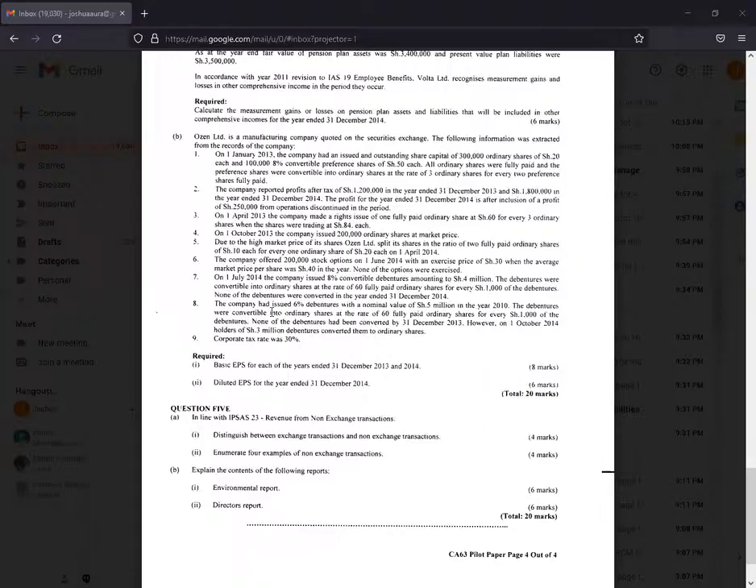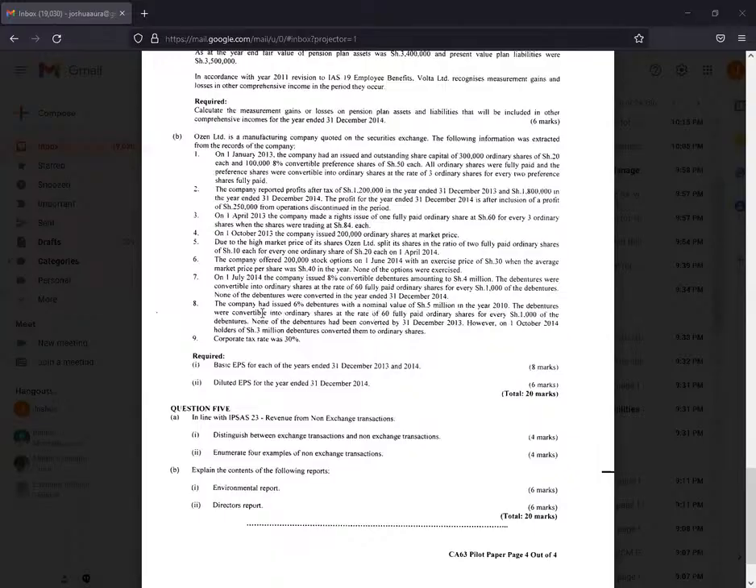On 1st July 2014, the company issued 8% convertible debentures amounting to shillings 4 million. The debentures were convertible into ordinary shares at the rate of 60 fully paid ordinary shares for every 1,000 of the debentures. None of the debentures were converted in the year. So these are potential dilutive financial instruments.